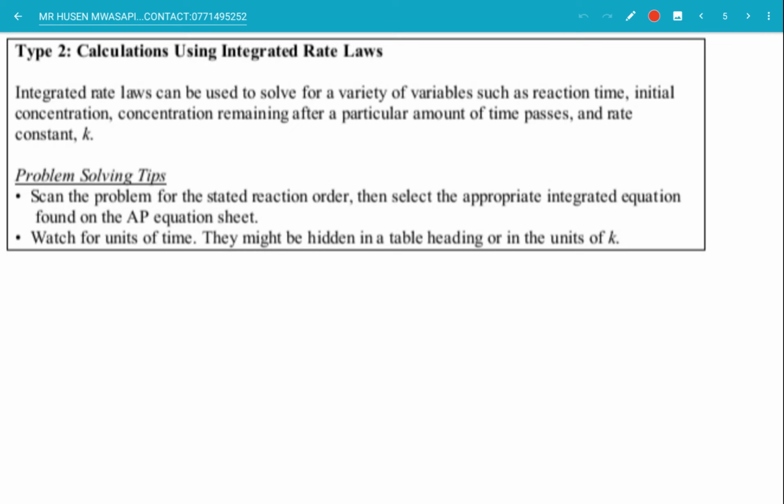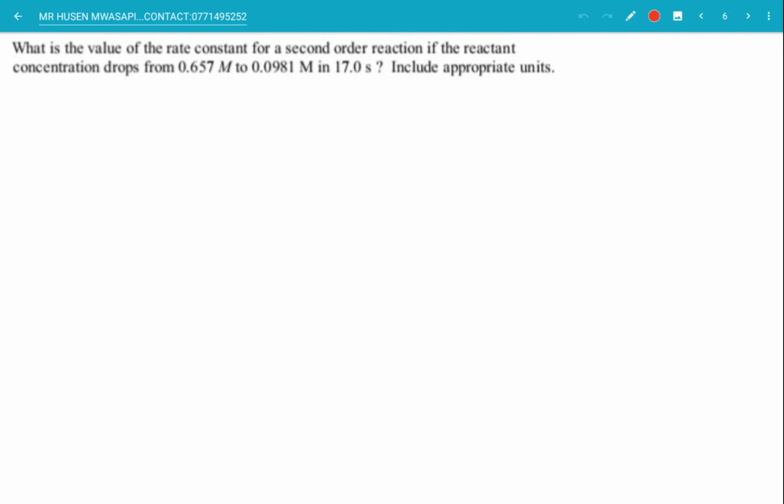Okay, so let's look at some questions. So say they're saying, what is the value of the rate constant K for a second order reaction if the reactant concentration drops from 0.657 to 0.0981 molarity in 17.0 seconds. Include appropriate units. So we've already been taught that it's a second order reaction. So we know the formula is simply 1 over the concentration of the reactant after some time minus 1 over the concentration of the reactant at the initial, being equal to KT. So all we have to do is to collect data.